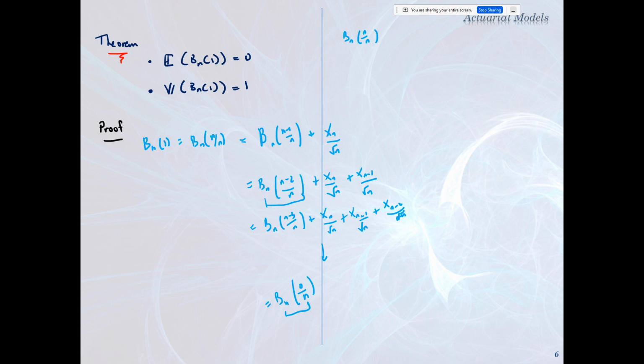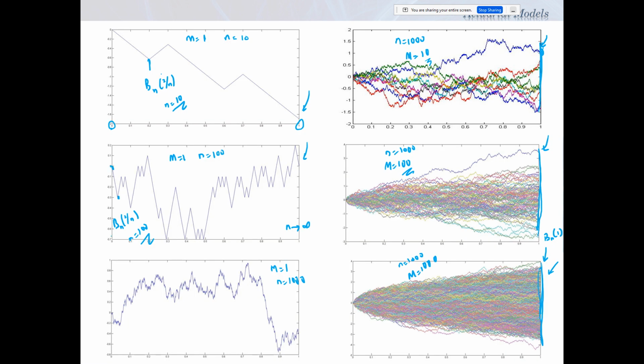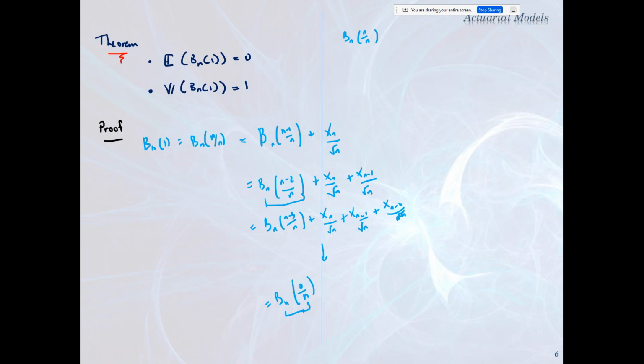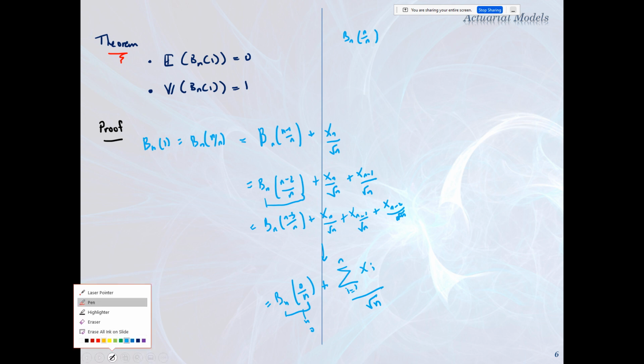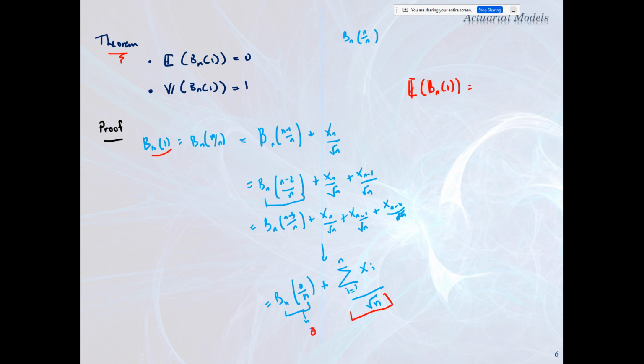So what is Bn(0/n)? It is the point which is here, and we know it is 0. So this will be 0, plus the remaining terms. By induction, this is the sum for i equal to 1 up to n of xi divided by square root n. Now we can apply expectation. So the expectation of Bn(1) will be the expectation of this. This is 0.